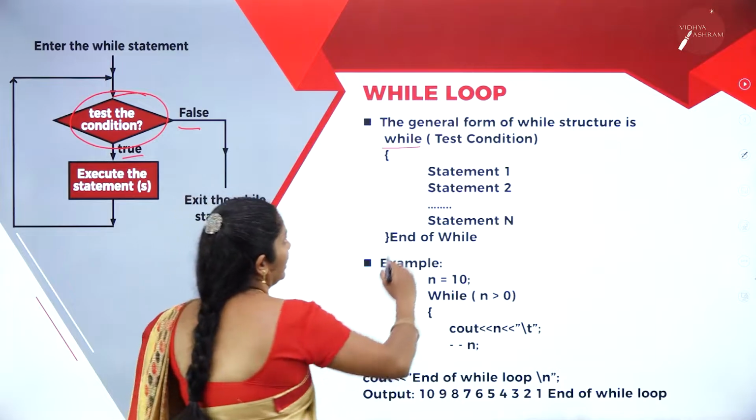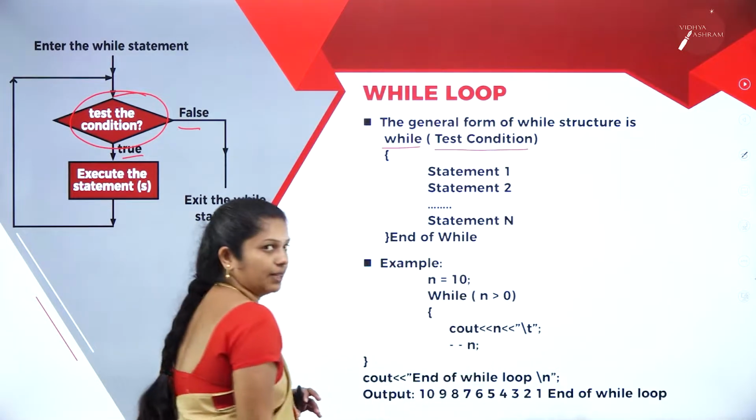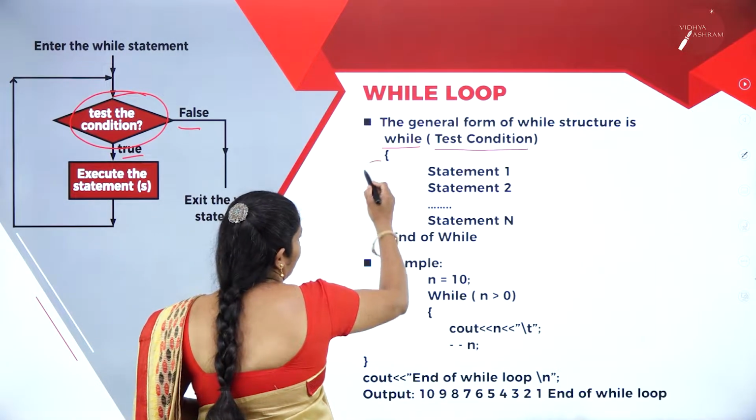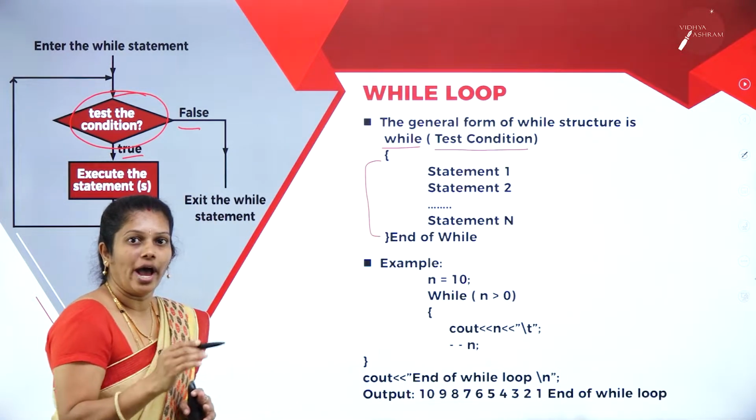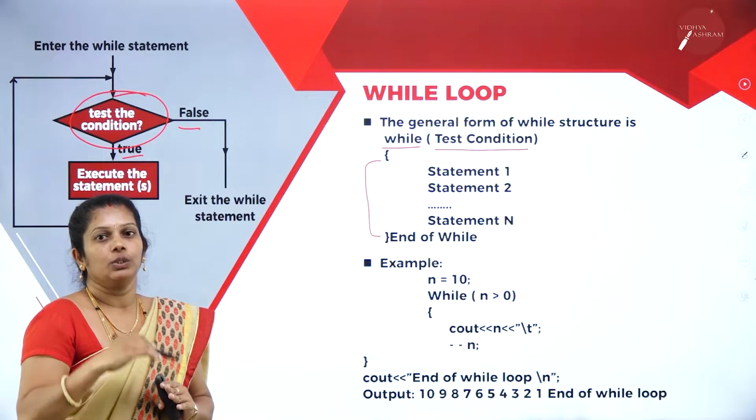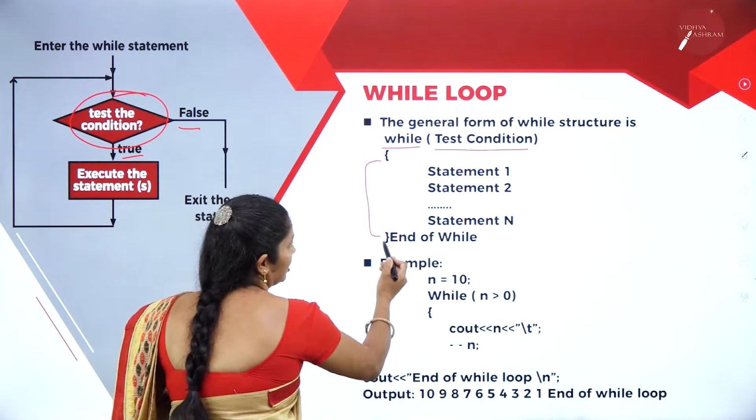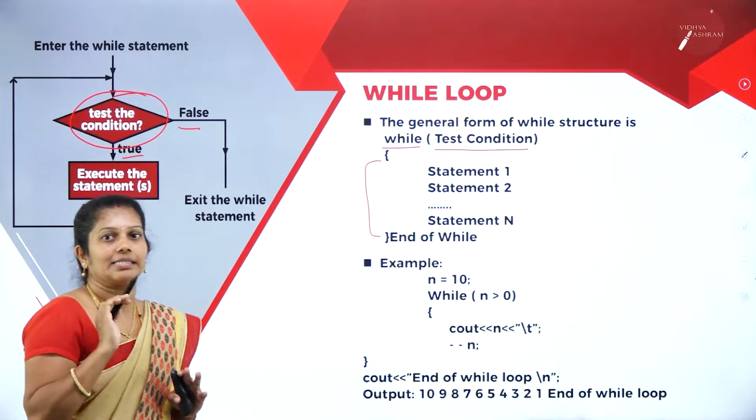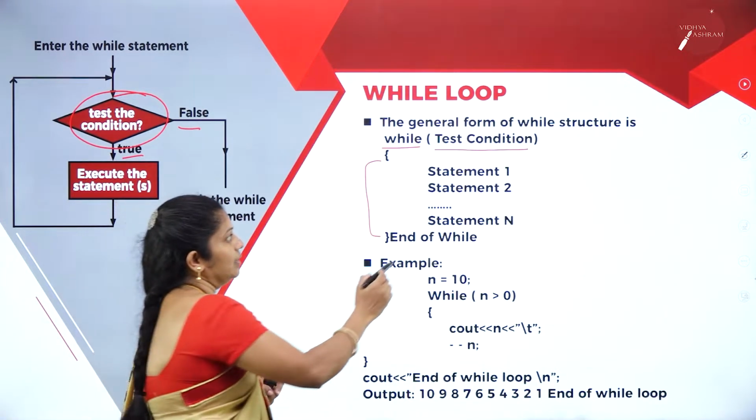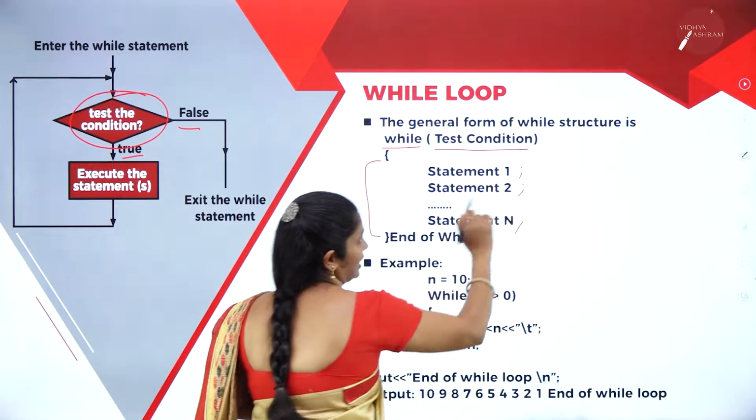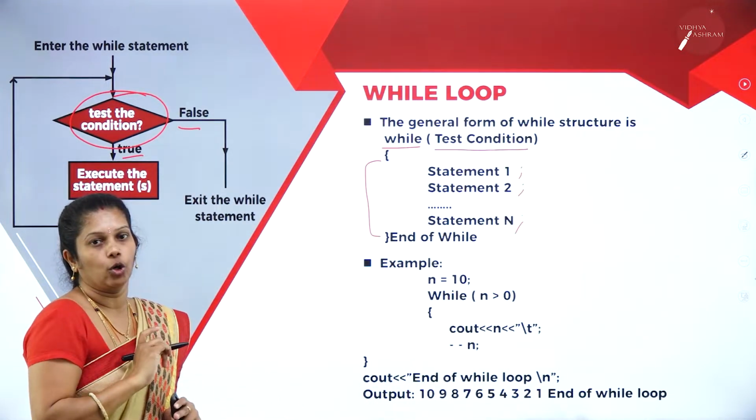Then inside the bracket, you have to write the test condition. Whatever condition you want, you can write. Then inside the curly bracket, you have to write statements. Whichever statements you want to display, write them all down. Then this closing curly bracket indicates the end of the while loop. Here, you can write as many statements as you want, and all the statements are terminated with a semicolon.